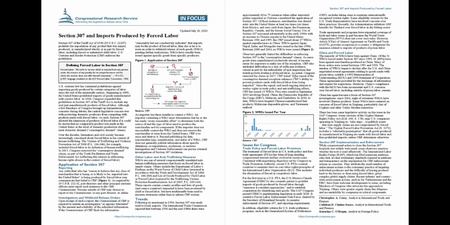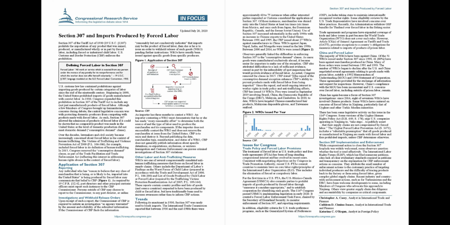Use of Section 307 increased substantially in the early 1990s with an increase in Chinese exports to the United States. Between 1991 and 1995, the CBP issued about 27 WROs against manufacturers in China.